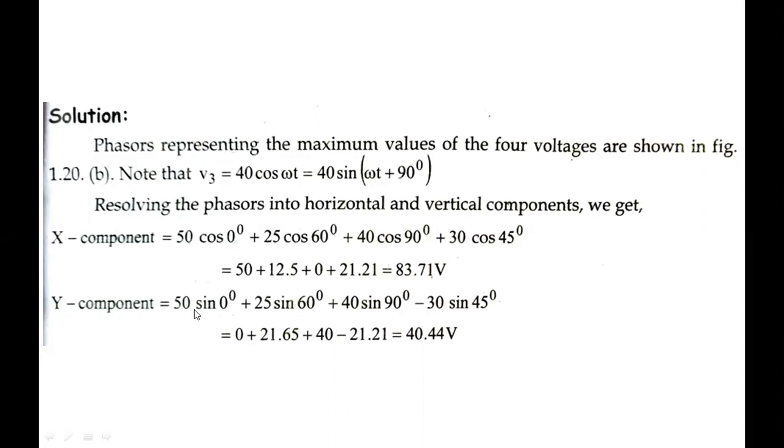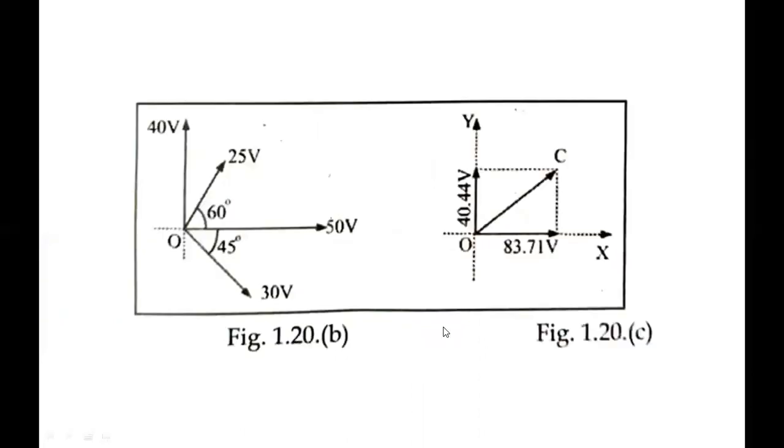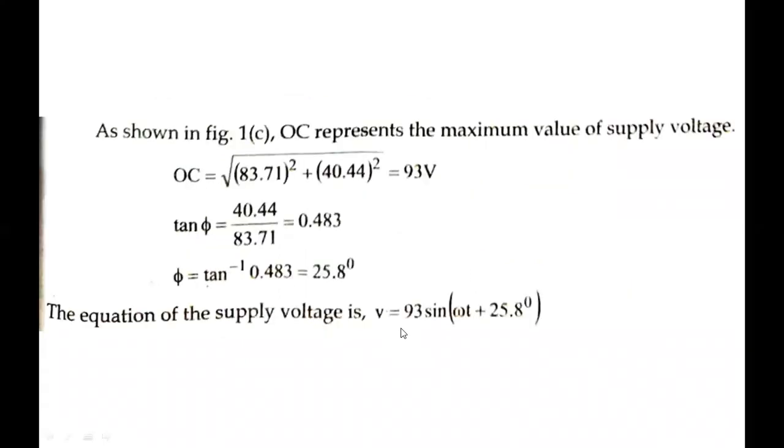And y component is Im1 sin phi 1 plus Im2 sin phi 2 plus Im3 sin phi 3 plus Im4 sin phi 4. So 50 sin 0 plus 25 sin 60 plus 40 sin 90 plus 30 sin minus 45. That is minus 30 sin 45. So this will become 40.44. So x component is 83.74, y component is 40.44. So the resultant is square root of x squared plus y squared.